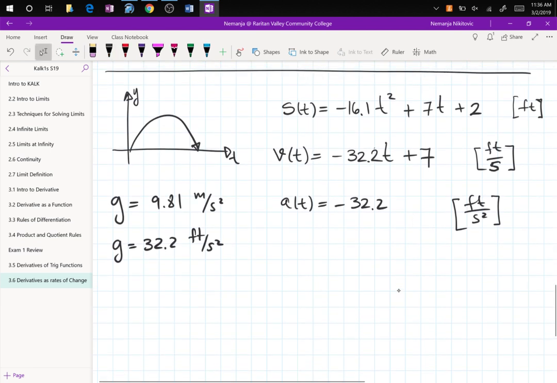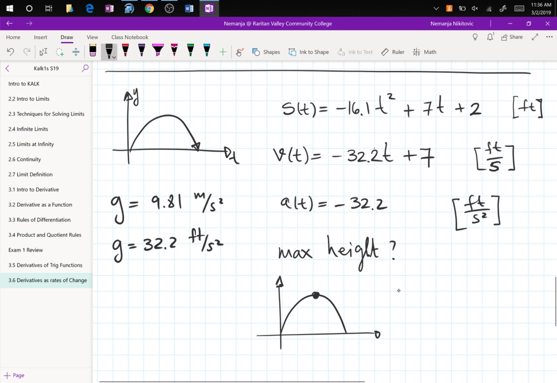Now, the cool stuff here is to calculate max height. What is the max height? Well, max height occurs here, right? And what is true for that point that we learned earlier in this class? What is true for this point, for the maximum point? Yes? Velocity equals 0. Well, velocity equals 0, but sure, yes.